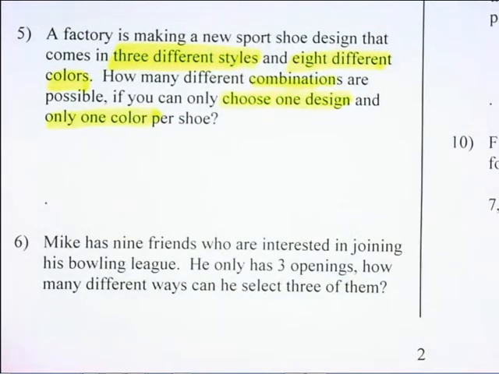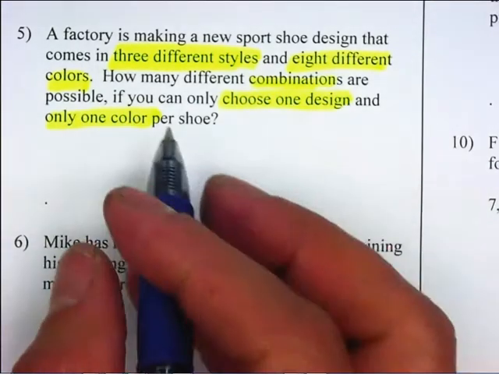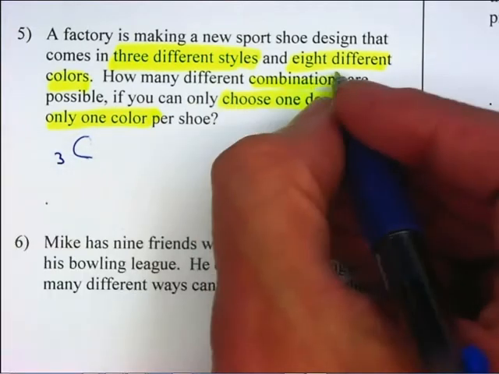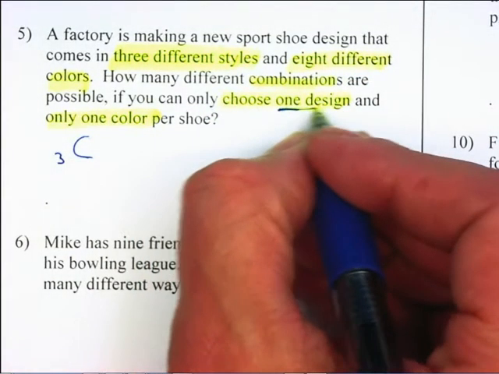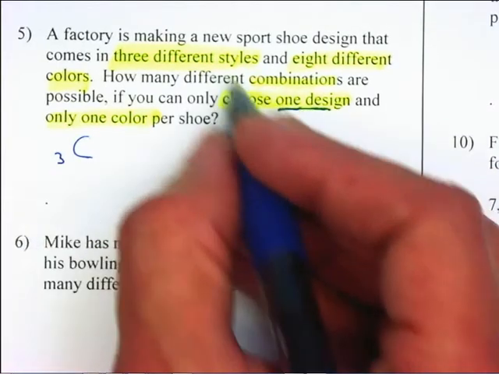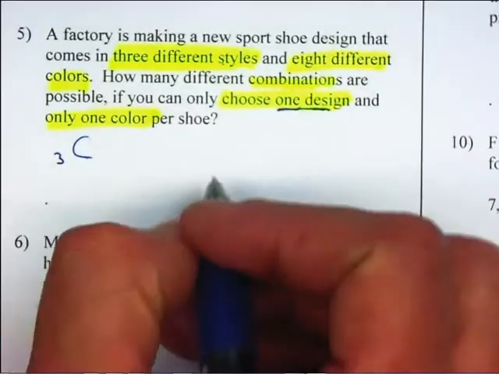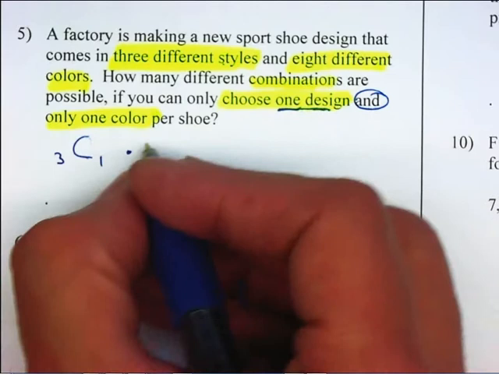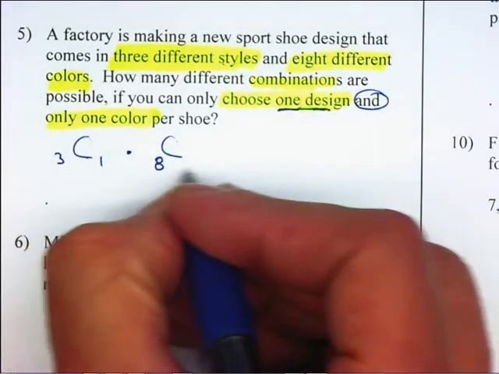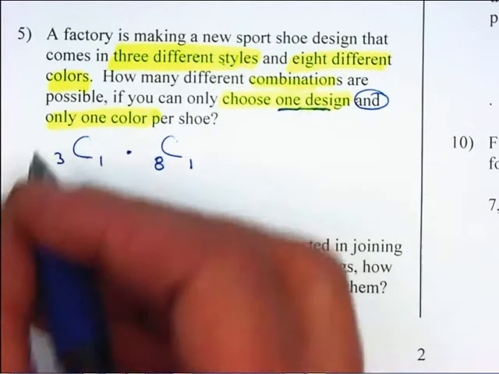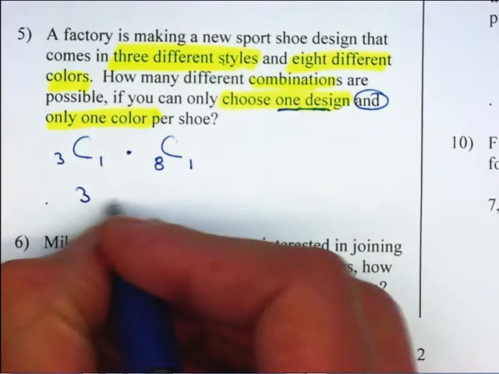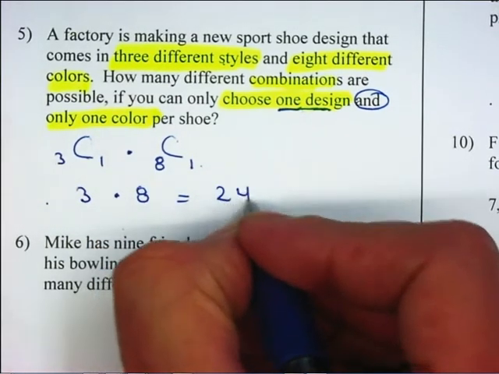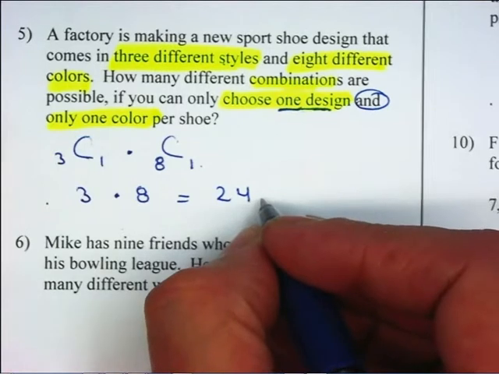So we are selecting. First, we need to be able to select the styles. How many styles are available? 3. And how many are we selecting? Only one design. They should say one style, one design. Sorry for that. How many colors are available? 8. And how many are you selecting? 1. Remember, 3 choose 1, you don't need to expand it. So it'll just be 3. 8 choose 1, you don't need to expand it. That'll be 8. So it'll be a total of 24 different designs.